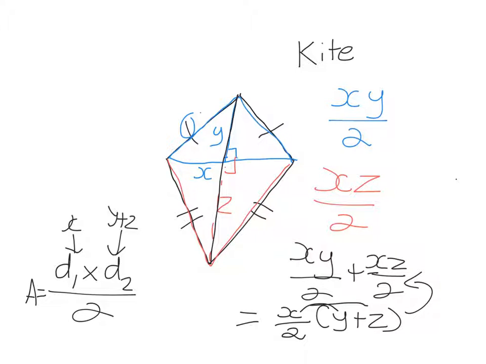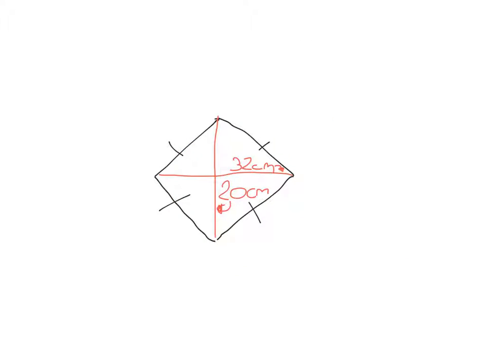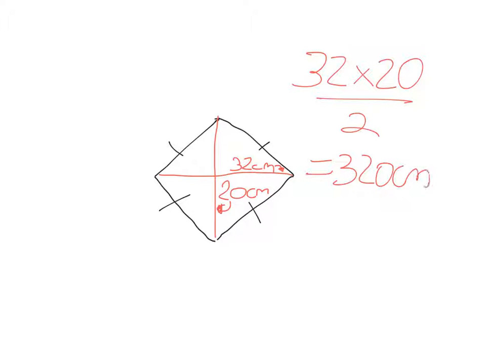So let's look at an example. Now we're going to look at finding the area of this shape here. The fact that all sides are equal doesn't matter too much. This shape is still a kite because there are two pairs of sides that are adjacent and equal. It just happens that all the sides are equal. So when we're finding the area of a rhombus, we just take the two diagonals, multiply them together, and divide our answer by 2. So in this case, it would be 320 centimeters squared.